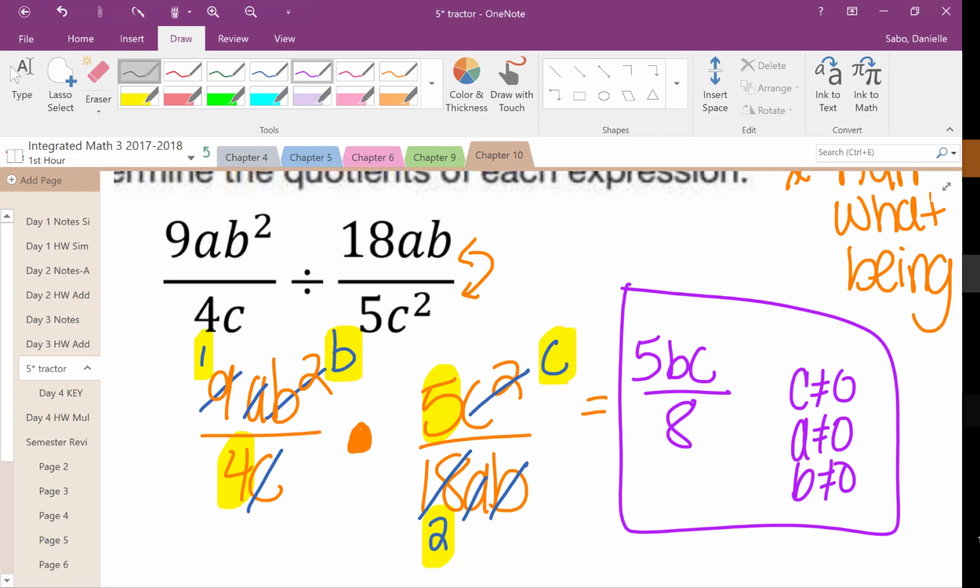Why did she only do the second part? Because when you are dividing by a fraction, you multiply by the reciprocal. You don't change both of them.